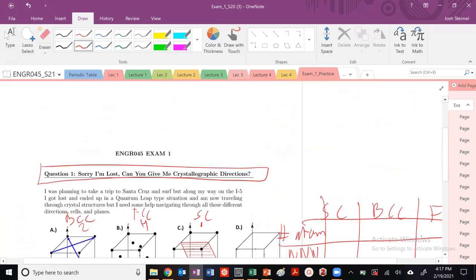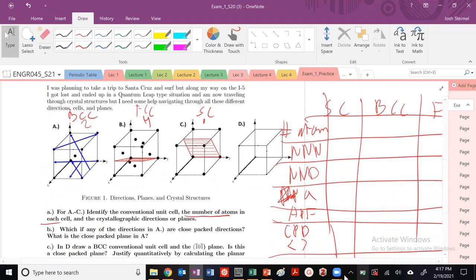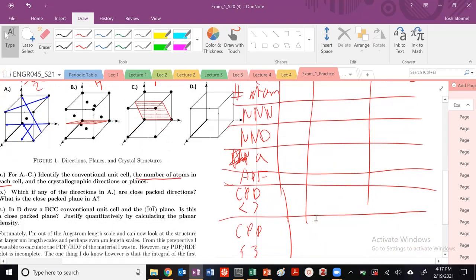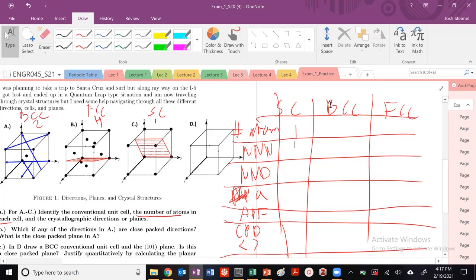So number of atoms: 1, 2, 4. Number of nearest neighbors: 6, 8, 12. What is our nearest neighbor distance? 2R, 2R, 2R. A is going to be 2R square root of 2. What about here? This is going to be equal to 4R over square root of 3. Actually, excuse me, our A here is just 2R.